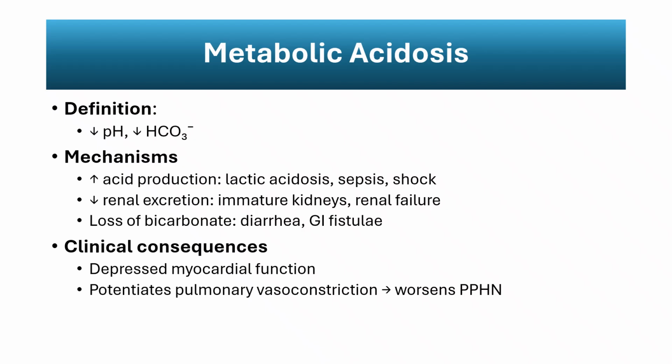Renal immaturity further limits the ability to excrete hydrogen ions or regenerate bicarbonate. Additional losses occur with diarrhea, gastrointestinal fistulae, or large volume gastric drainage. Clinical consequences are significant for organ function. Acidemia depresses myocardial contractility, lowers systemic vascular resistance, and worsens pulmonary vasoconstriction. This combination can reduce oxygen delivery and aggravate pulmonary hypertension.